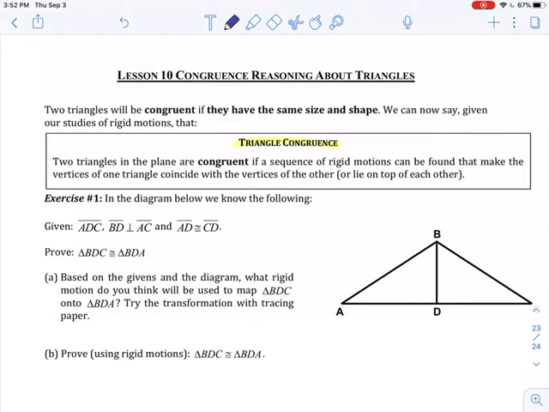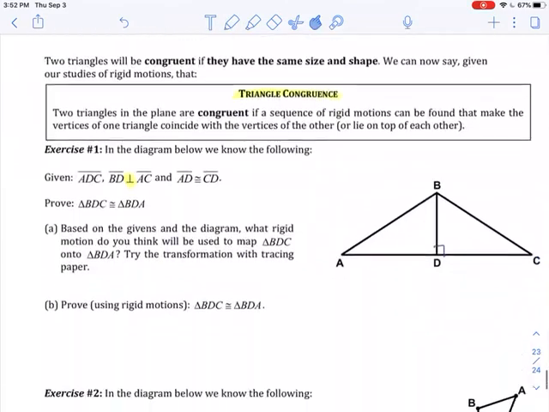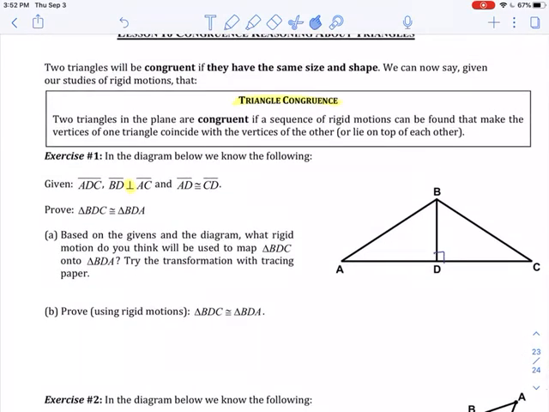In the diagram we have for exercise 1, we know that BD is perpendicular to AC. There's a C out here that got cut off, and now we lost our page there. Okay, so there's our C. If it's perpendicular, then that means it forms a right angle. And AD, which is this left side, is congruent to CD. Prove that my triangles are congruent to each other.